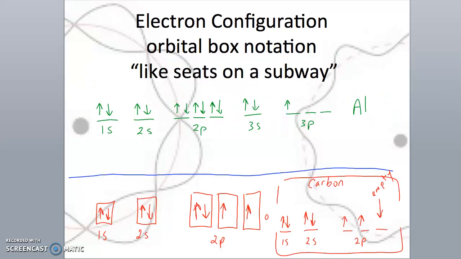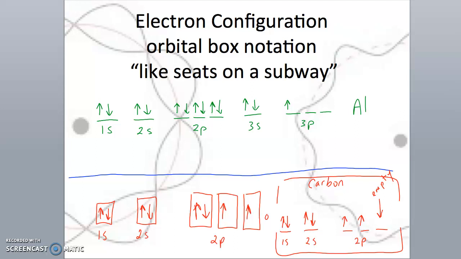Before we introduce the shortcut for large atoms, we should mention the orbital box notation. This notation uses lines or boxes to represent the orbitals. Notice the spacing between the orbitals. This is required, so make sure that your boxes for subshells are spaced from other subshells. In this method, each electron is represented by an arrow.